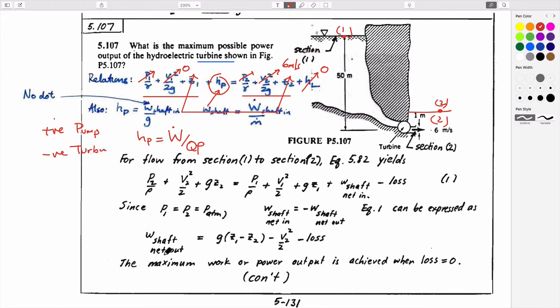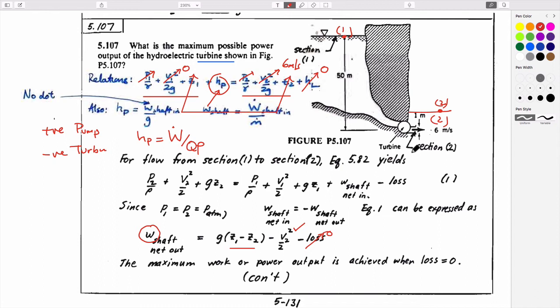So when we go through these, in this case it's convenient to do it in terms of lowercase w, because then you don't need to know the flow rate. You could calculate the flow rate here, but this is power per unit mass flow rate, so it's just simpler. And it comes out directly as the velocity, the difference in heads, which is 50 meters. This is zero, and you can calculate the mass.